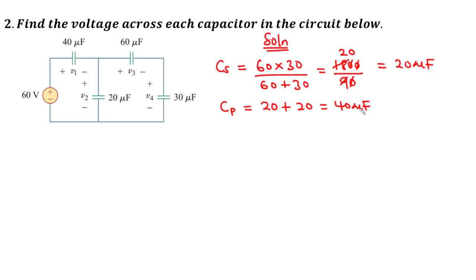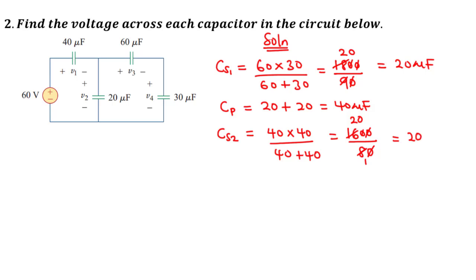Then this 40, which is here, is going to be in series with this 40. So we can call this one CS1 and then CS2. So that is the second series combination. That is 40 times 40 divided by 40 plus 40. So 4 times 4 is 16, we have 2 zeros. And then 40 plus 40, we have 80. So 0 cancels out 0, 8 here 1, 8 here twice, and then 0. So basically that is 20. Therefore, we can say that the equivalent capacitance is 20 microfarads. That is the equivalent capacitance of this circuit.